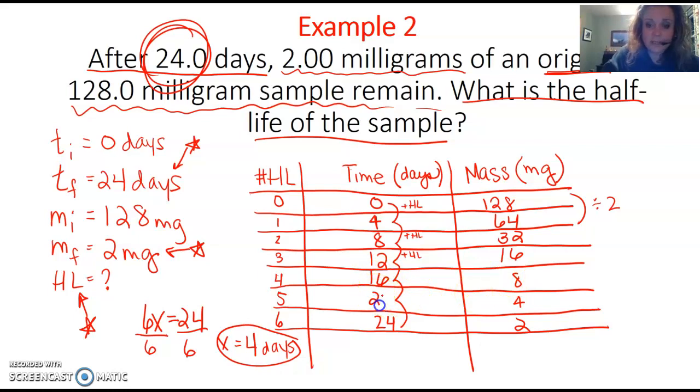12 plus 4 is 16, and we have 8 milligrams. 16 plus 4 is 20 to give us 4, and is 20 plus 4 24? It sure is, which means that we are correct. Our half-life is 4 days.